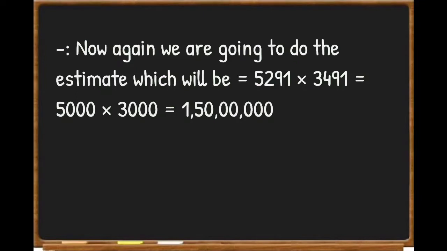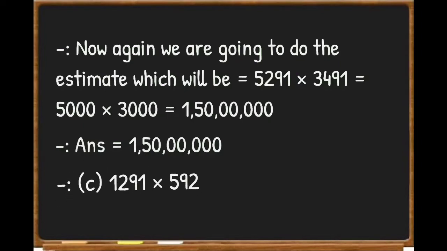So when we compare 5291, which means 291, with 500, we will get that 291 is smaller than 500. So we will proceed with the number, which will be 5000. Now we are going to compare the second number, which is 3491. We know that 491 is smaller than 500 also, so we will proceed with this number also, which will be equal to 3000. Now the new number which we have got is 5000 into 3000, which is equal to 1 crore 50 lakhs. So the right answer of this part is 1 crore 50 lakhs.